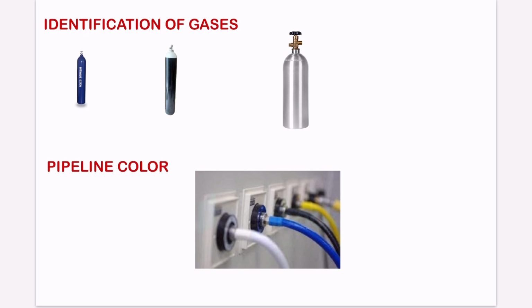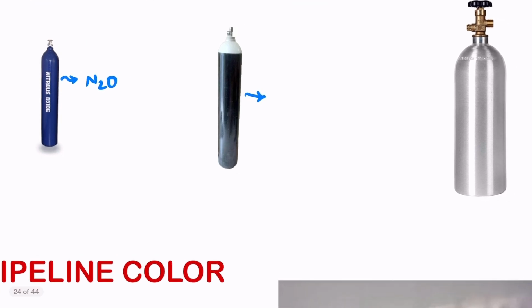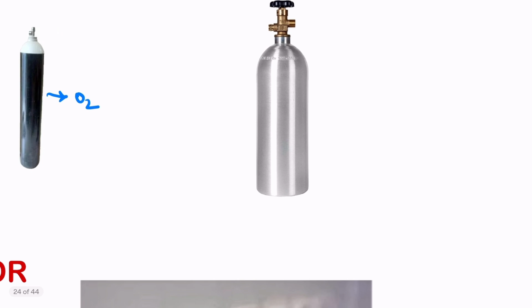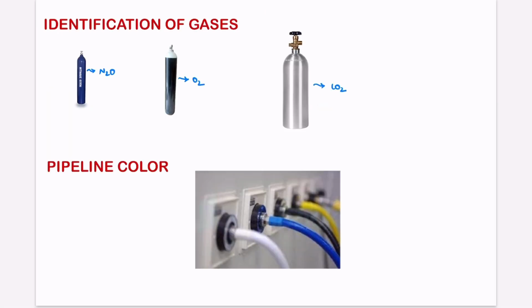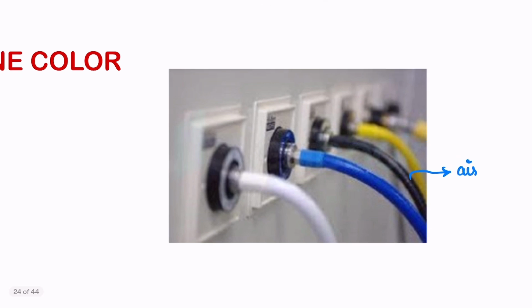Next, we are going to see about the gas cylinders. The blue color gas cylinder is of nitrous oxide. The black cylinder with white collar is for oxygen, and the grey cylinder is for carbon dioxide. Next, we are going to see about the pipeline color. The black color pipeline is for air. The yellow color pipeline is for vacuum. The blue color pipeline is for nitrous oxide, and the white color pipeline is for oxygen.